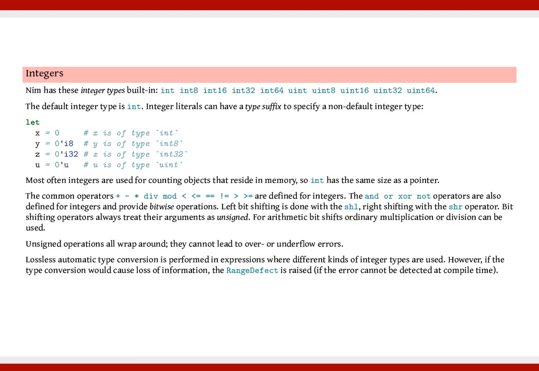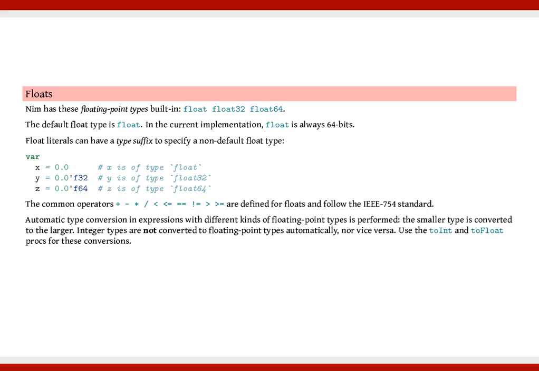For arithmetic bit shifts, ordinary multiplication or division can be used. Unsigned operations all wrap around. They cannot lead to over- or underflow errors. Lossless automatic type conversion is performed in expressions where different kinds of integer types are used. However, if the type conversion would cause loss of information, the RangeDefect is raised if the error cannot be detected at compile time.